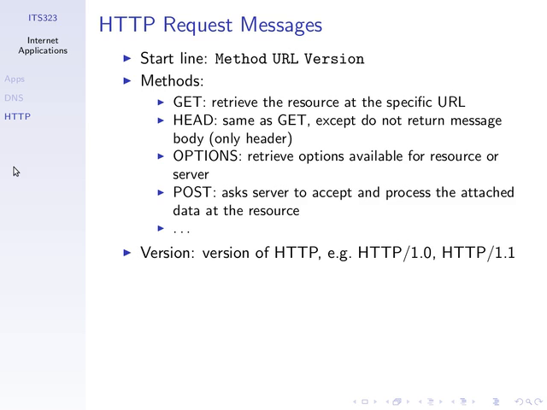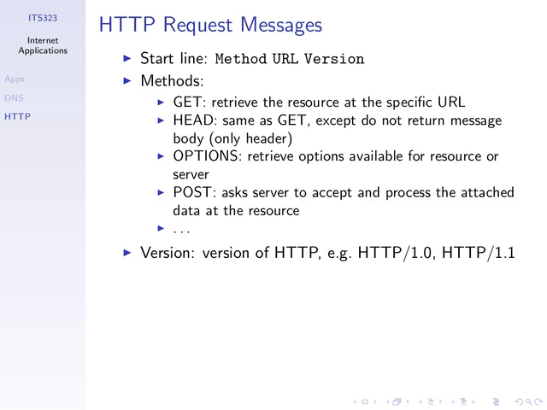The request message. The general format of the first start line is the method that we're using, the URL that we're requesting, and the version of the protocol that we're using. There are different types of methods: get, head, options, post. The most common one we will see is get, simply meaning we want to get the resource identified by the URL. And the version is the version of HTTP used.